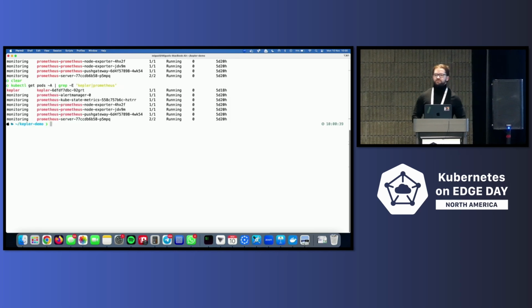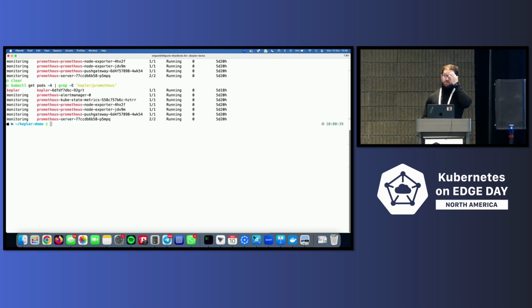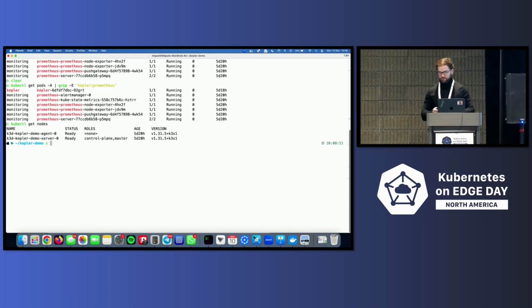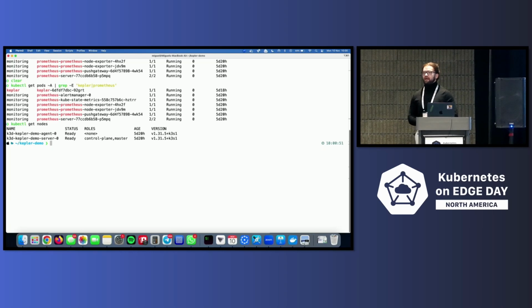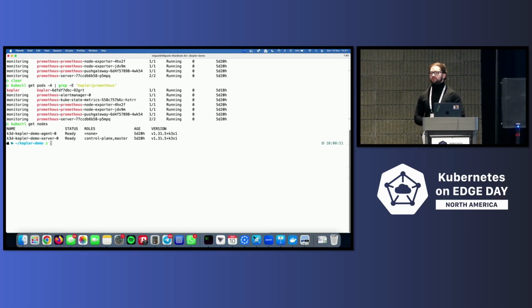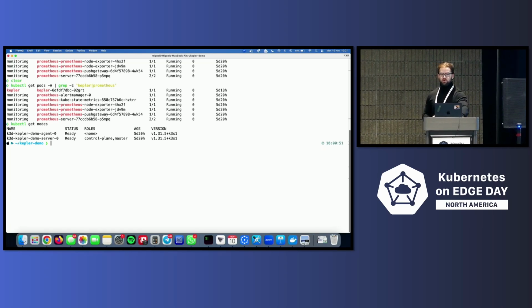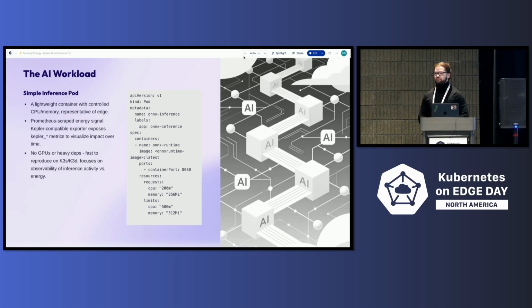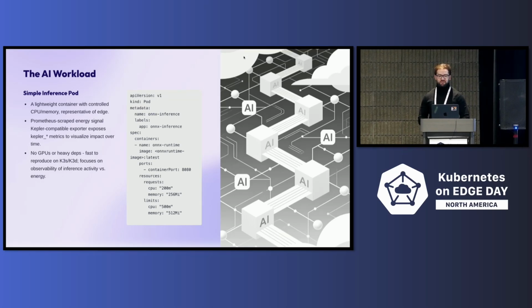So I have Prometheus and Kepler running in my Kubernetes cluster on my laptop. Everything is running locally, so you don't need to spend a lot of money. But the key point here is that everything is imitating a Kubernetes distribution on the edge, which is a very small configuration for a small edge device, right?